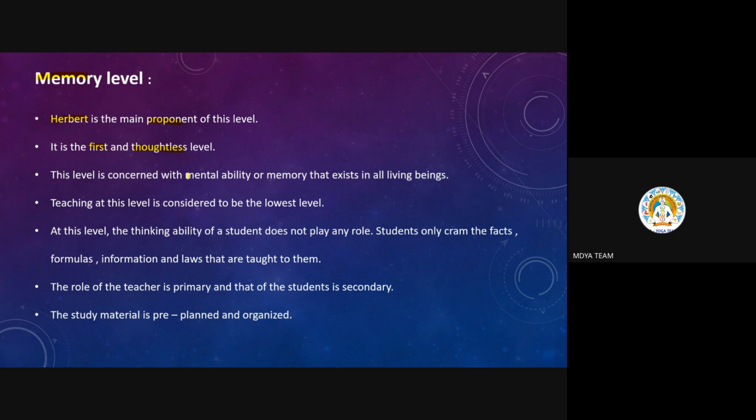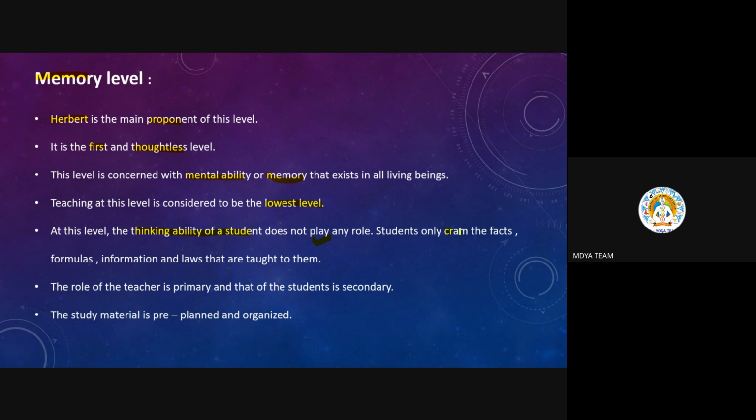This level is concerned with mental ability or memory, the mental ability or memory that exists in all living beings. And this deals with that. Okay, teaching at this level is considered to be the lowest level. Memory level is the lowest level propounded by Herbert, and the reflective level is the highest level of teaching. At this level, the thinking ability of students does not play any role. So which ability plays a role here? Mental ability. Okay. Memory level deals with mental ability. The thinking ability of students has nothing to do with the memory level.